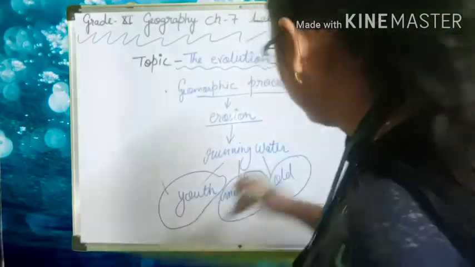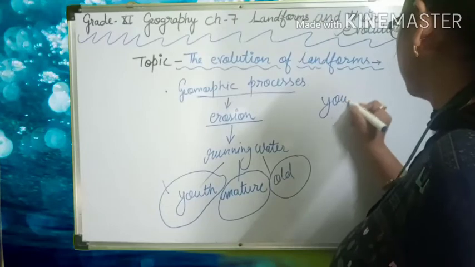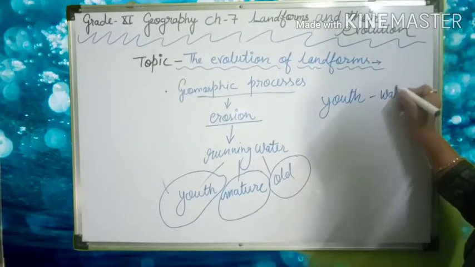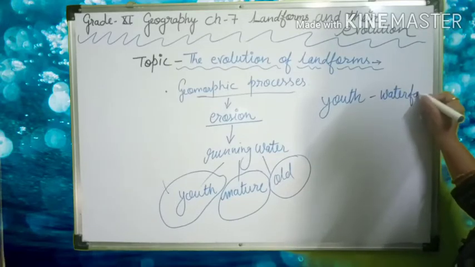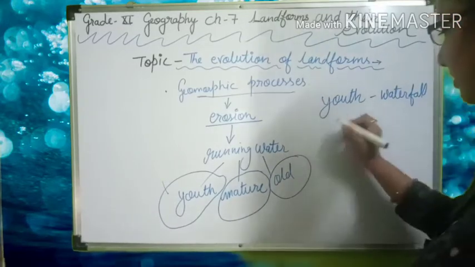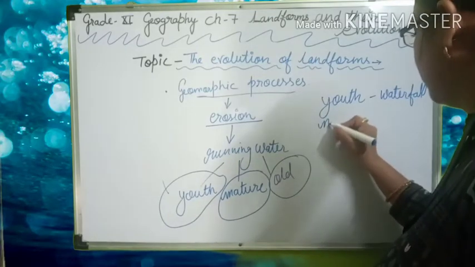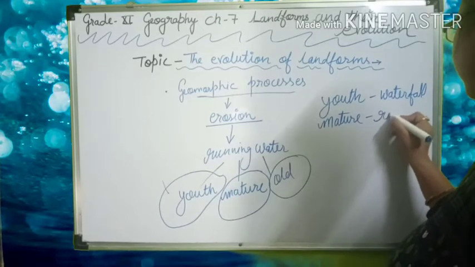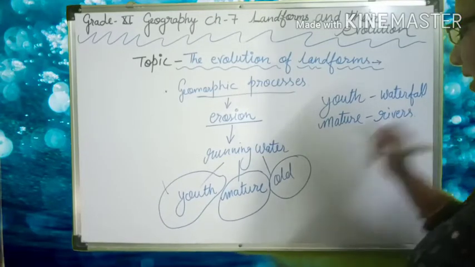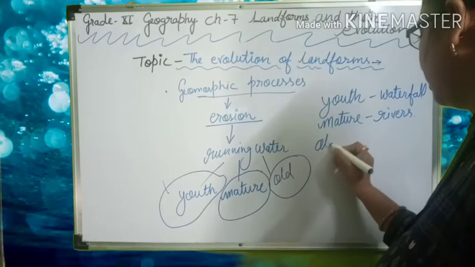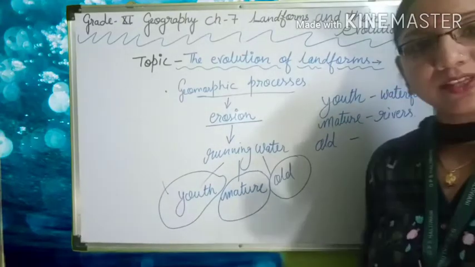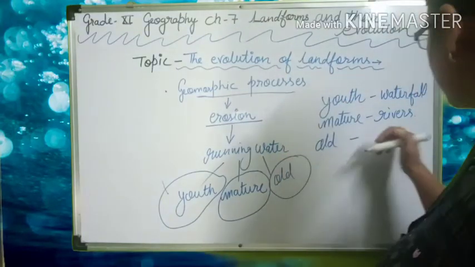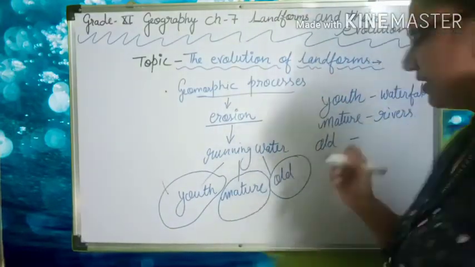The youth form of running water is the waterfall. Second is the mature, in the form of rivers. And the old: when the river is getting so much sediment, it is forming a new area that is known as delta.